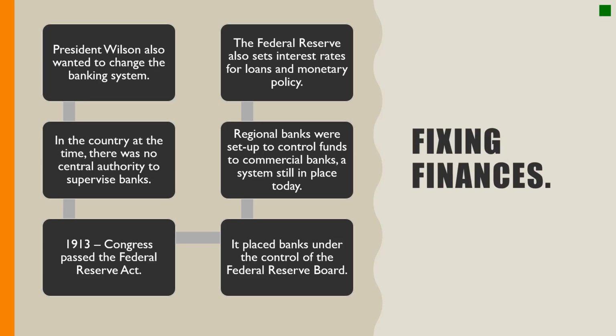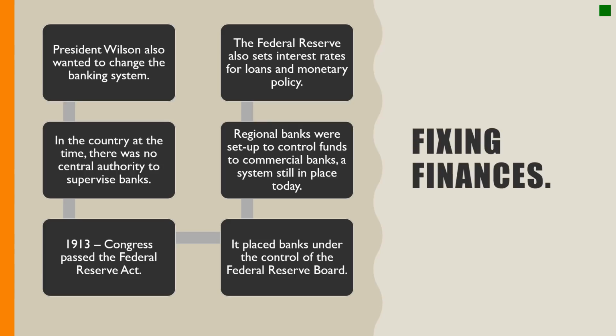Fixing finances. President Wilson also wanted to change the banking system. So in the country at the time, there was no real central authority to supervise banks or check in on banks. So in 1913, Congress passed the Federal Reserve Act, and it placed banks under the control of the Federal Reserve Board. What this means is, and I'll show you on a map here, regional banks were set up to control funds to commercial banks like Wells Fargo or Citizens Bank.